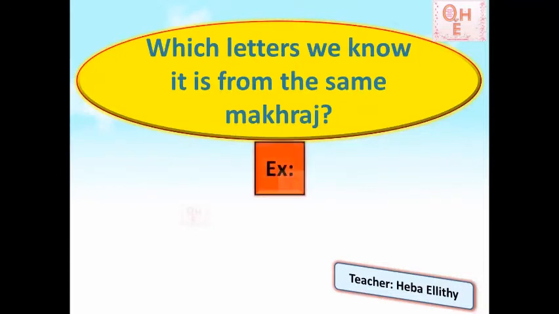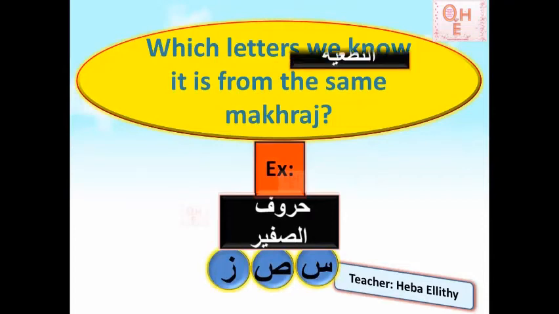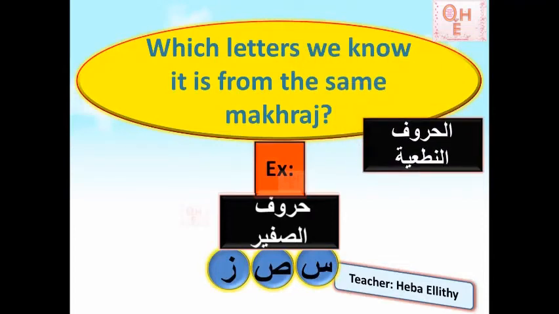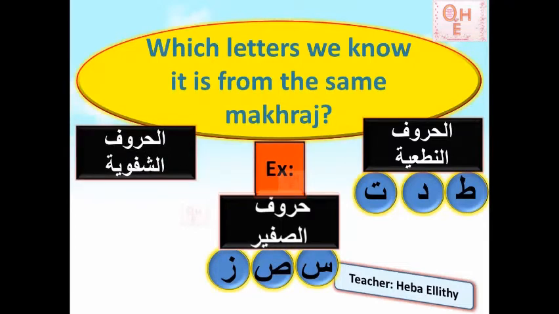Examples for it might be huruf al-safir, like سين صاد and ذا. Or it might be الحروف النطعية like طا دال and تا. Right? These three letters come from the same articulation point, the same مخرج. Or it might be الحروف الشفوية, good job, با ميم and واو غير مادية. واو is not مد واو.